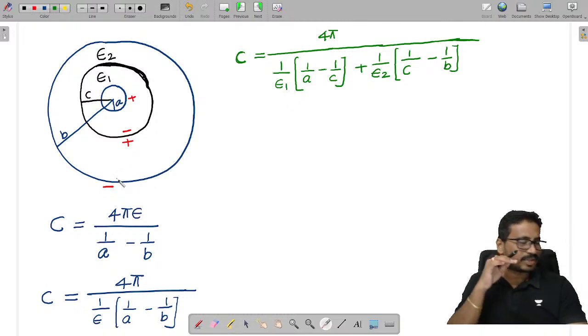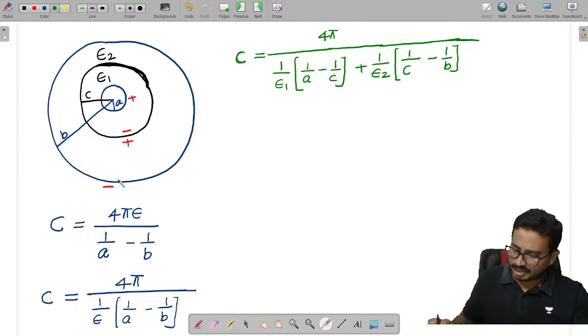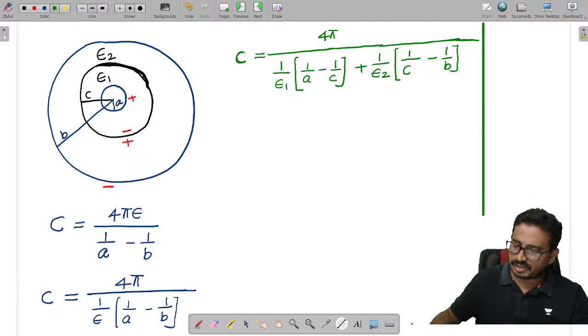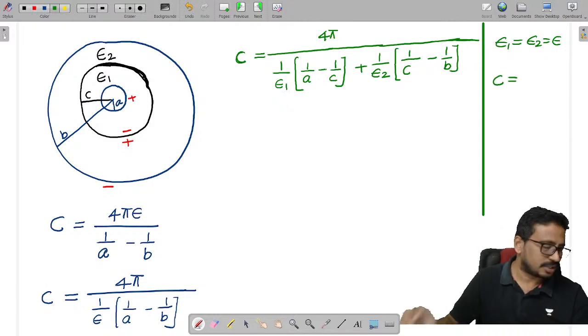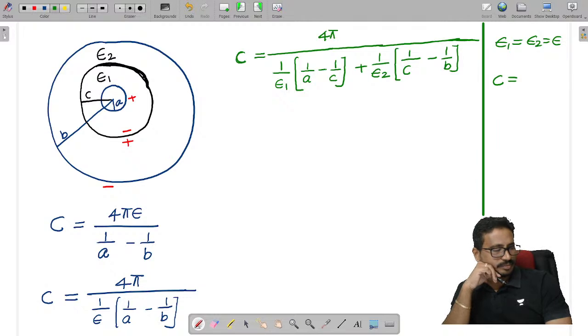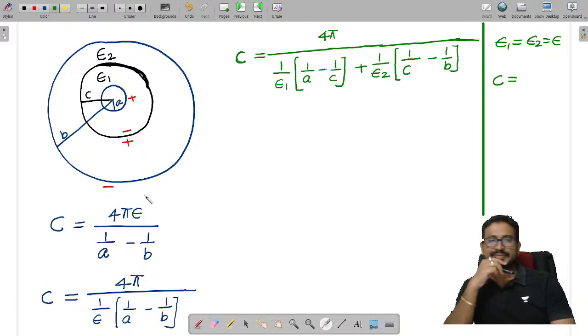Now check, if epsilon 1 and epsilon 2 are both equal, will you get the original formula or not? If epsilon 1 is equal to epsilon 2 is equal to epsilon, tell me what I will get for my capacitance. Will the original formula come? Yes. Then this C will get cancelled, and we will get the original formula, like this.